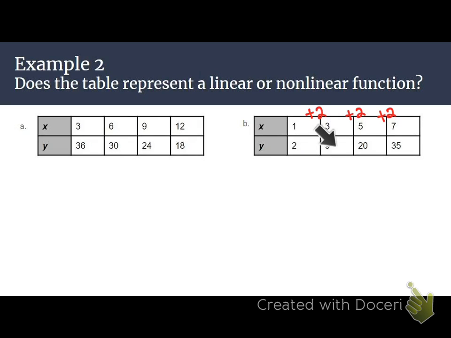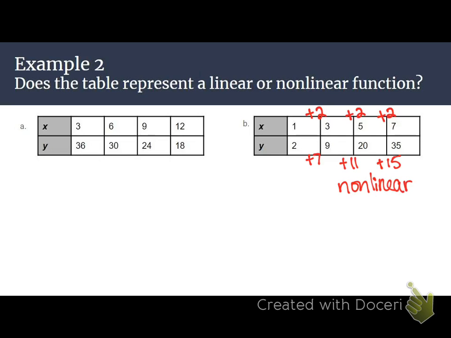Well, let's go in order. How do we change to go from 2 to 9? We added 7. What about 9 to 20? Dominic? 11. We add 11. And what about 20 to 35? We'd add 15. So is it changing at a constant rate? No, both the x's and y's would have to change constantly. The x's changed by 2 every time, but since the y's didn't change by the same number every time, it's going to be nonlinear.